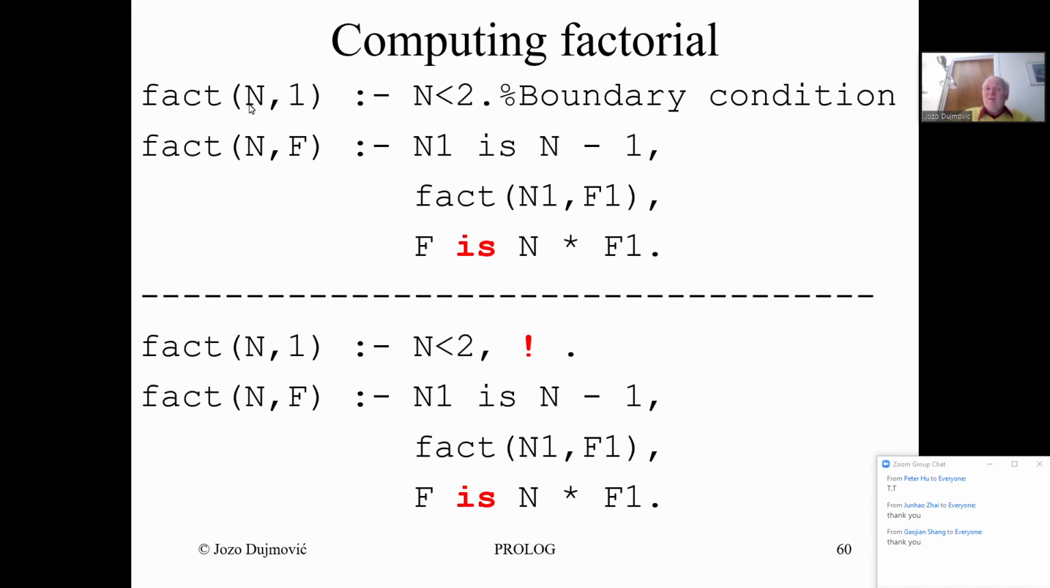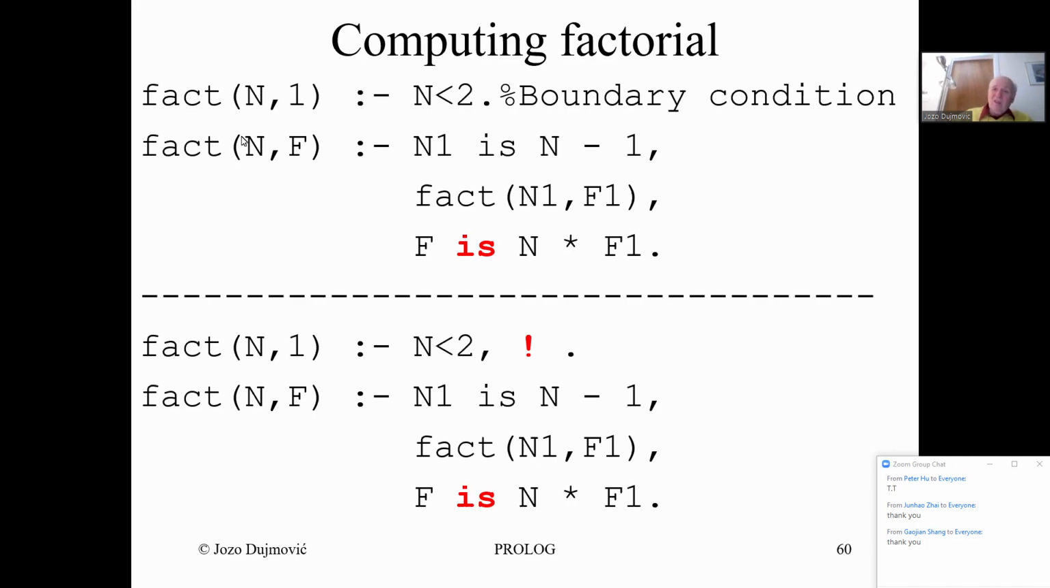So factorial of n is 1 if n is less than 2. And if this is satisfied, you are going to get as the result 1. On the other hand, if n is not less than 2, then you're going to fail this first line and you're going to drop to the second line of code. So this here is the rule. And if this rule is not satisfied, we go to the other rule.